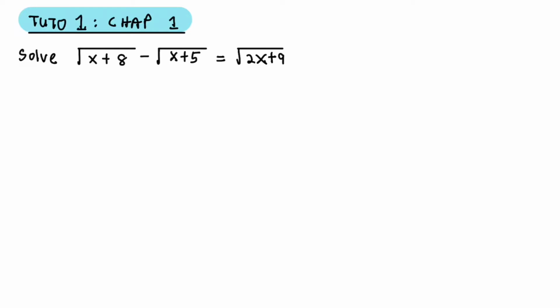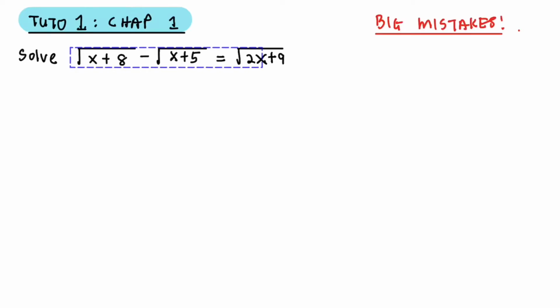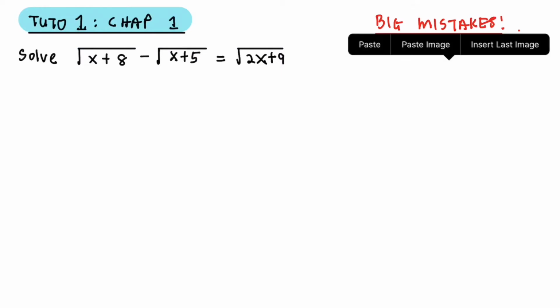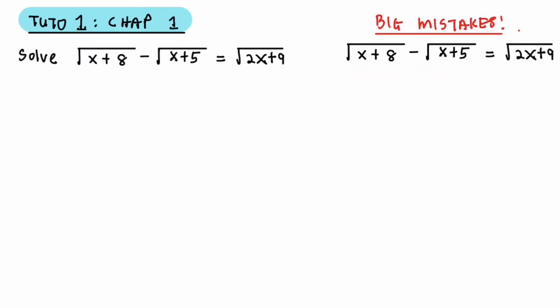Now, first thing I want to say is that a lot of you make a big mistake. The mistake is that you square everything term by term, which you cannot do. For example, you do it like this, square term by term, right? So this is a big no. You can never square it term by term. What you should do is square both sides.